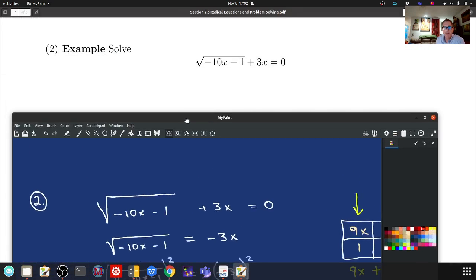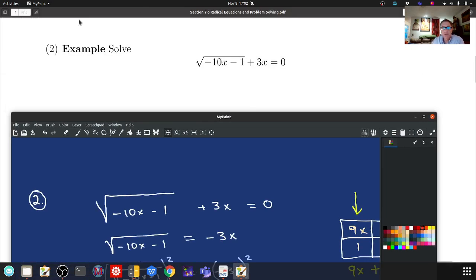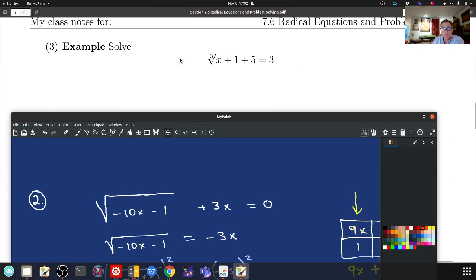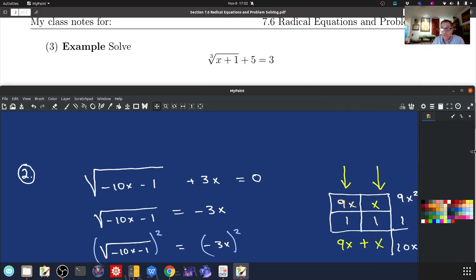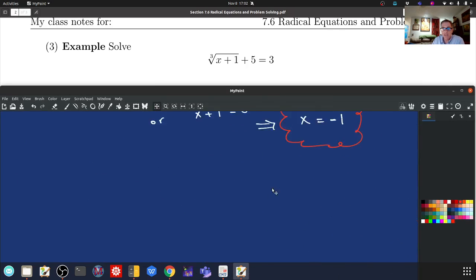Not going to go any further in detail, because it's a radical equation that leads to a quadratic equation, and we're going to start focusing only on radical equations that lead to linear equations. And this next one is one such equation. So this is example 3. Not 3a, just plain old 3.